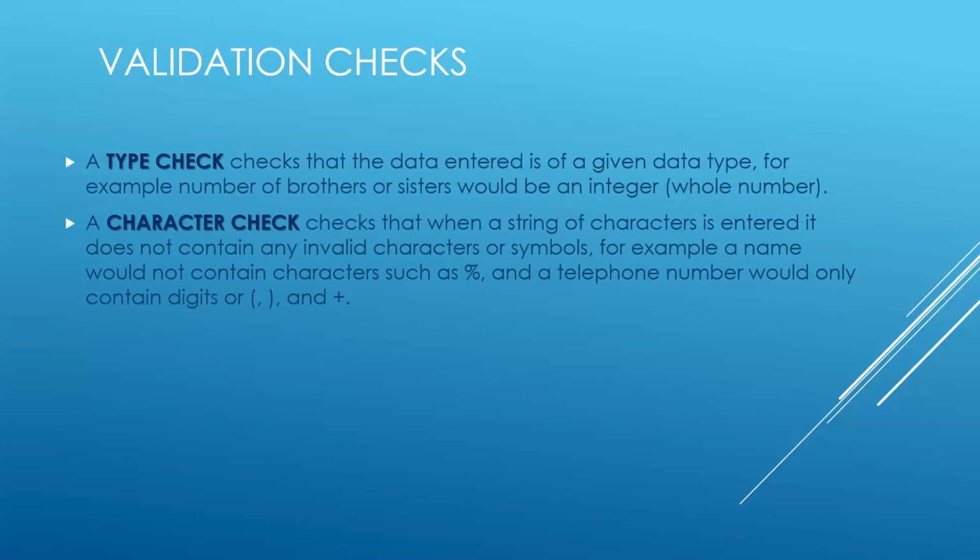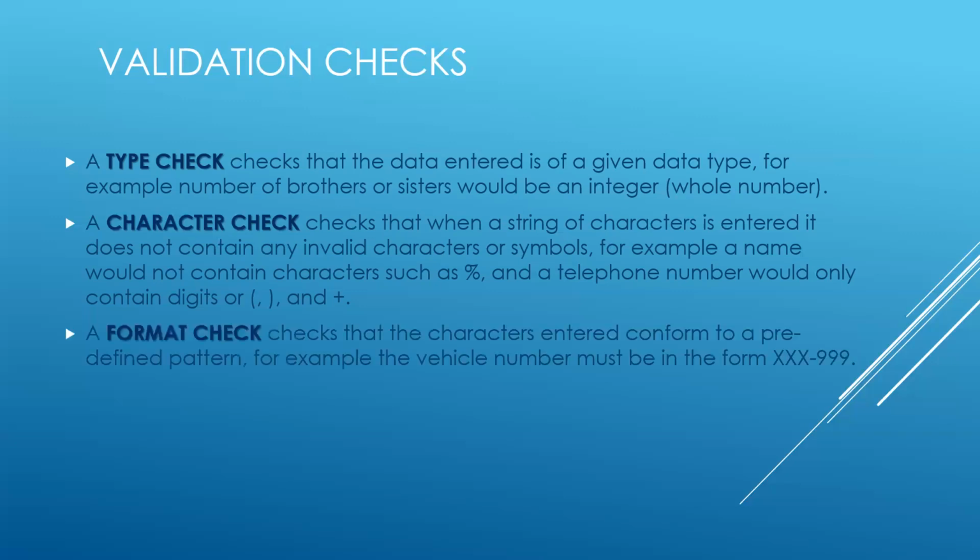Same case goes for another example, the telephone number. A telephone number should contain digits, and maybe it contains a plus sign, and it may contain, you can say, a hyphen. So that is also something that we need to take care of, and that is also called character check. Clear? Type check deals with the data type, and character check deals with that if a field is being used, then it should contain the right characters, not the invalid characters.